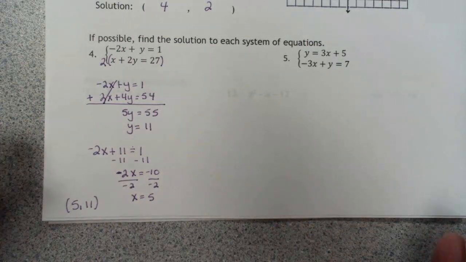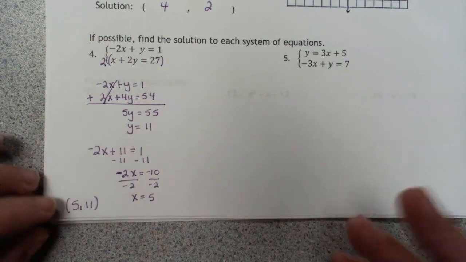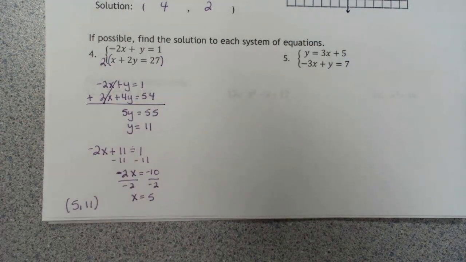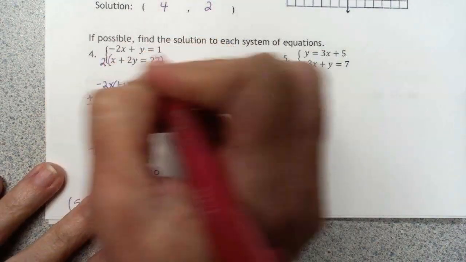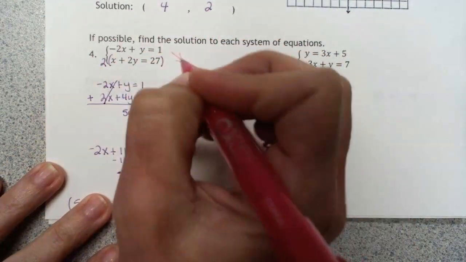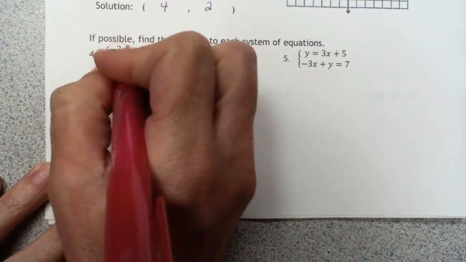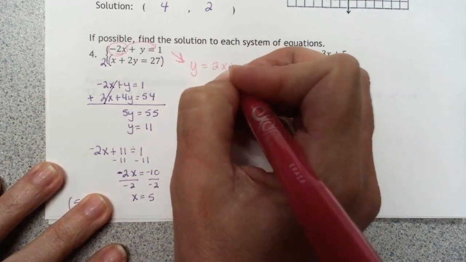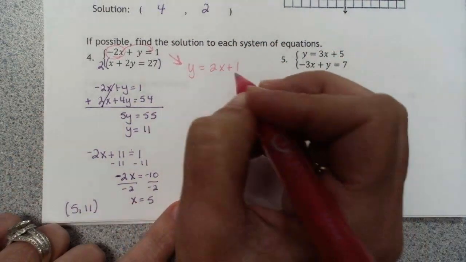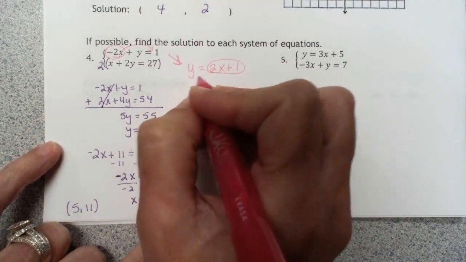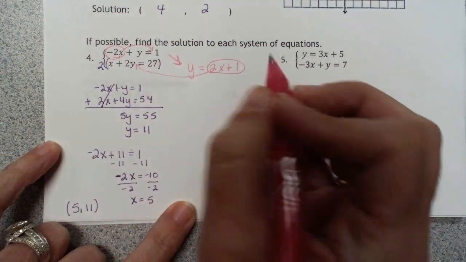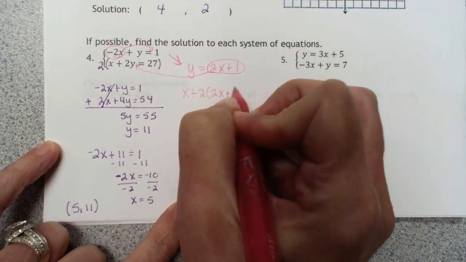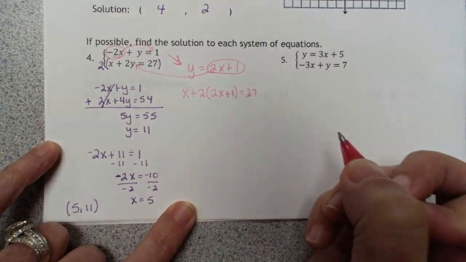Now, if you chose to do substitution, which you can, then I'm going to work it a different way. I would take the top equation, this is using substitution, and I would move the 2x over. So you would have y equals positive 2x plus 1. And then you can substitute that in for your y value for this equation. So you would say x plus 2 times (2x plus 1) equals 27.